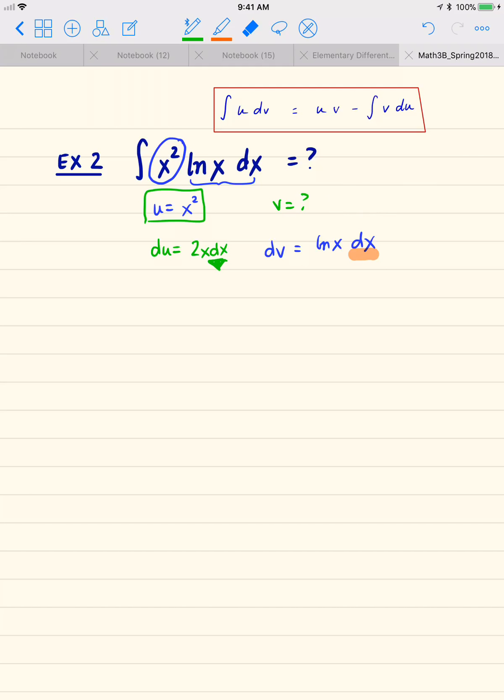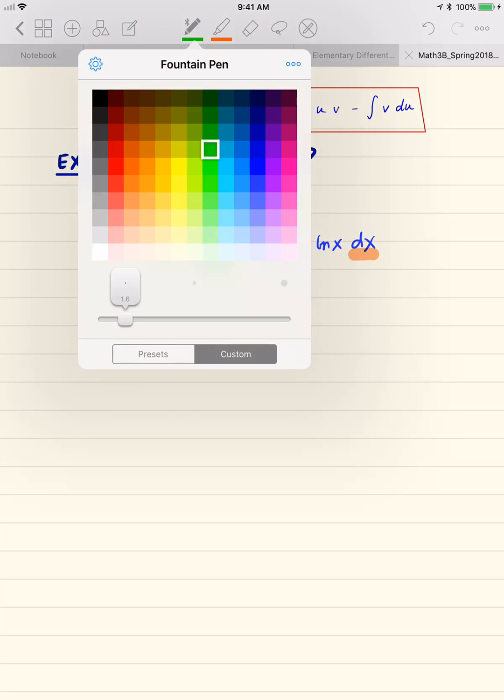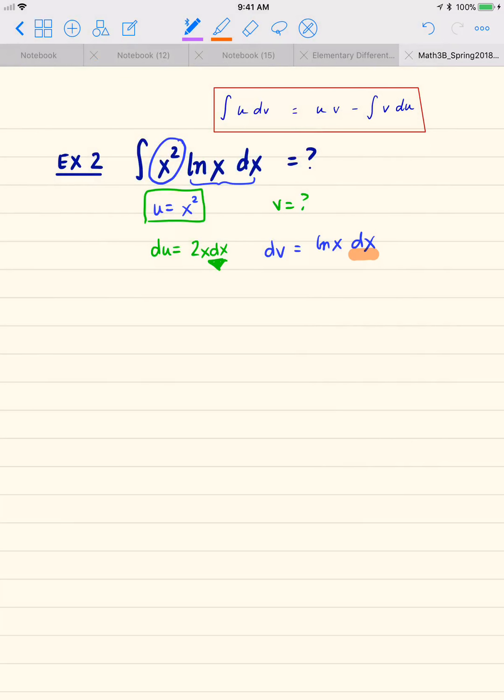Now, what is the integral of natural log of x? This actually is not such an easy thing to figure out, right? So what do I say? I say, it must be that this is not a good choice for u and dv because I don't know v. So I've got to try again. So let me try again.